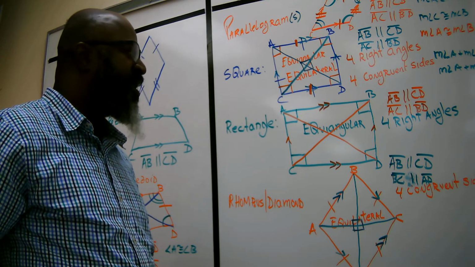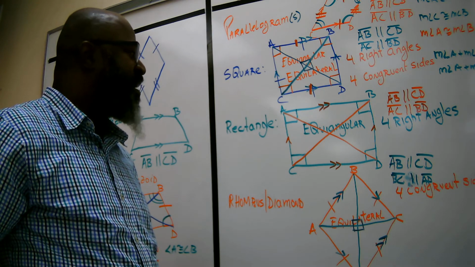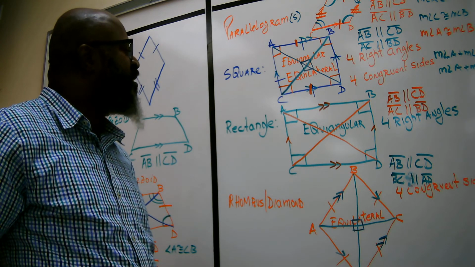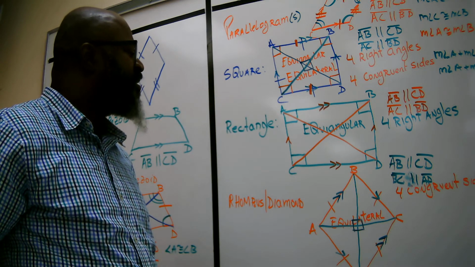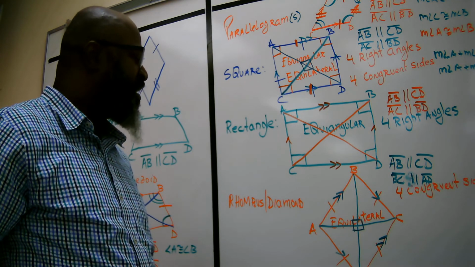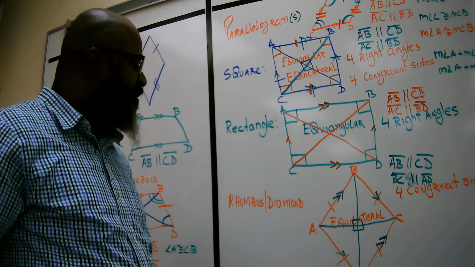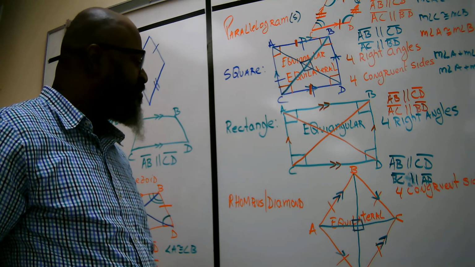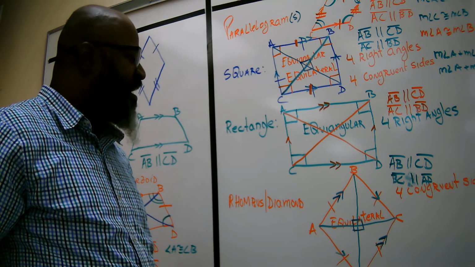A rectangle has four right angles. Since it's a parallelogram, both opposite sides are parallel. In a square, diagonals are congruent. They are equal to each other. In a square, consecutive angles are supplementary. So a square is equiangular. It has four right angles, or congruent angles. For a rhombus, the diagonals are perpendicular, and it has four congruent sides.